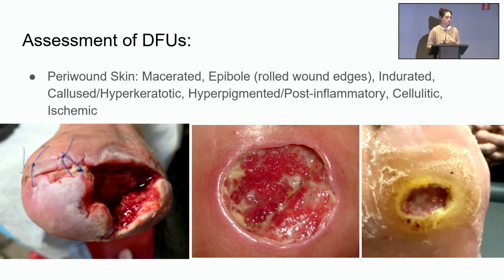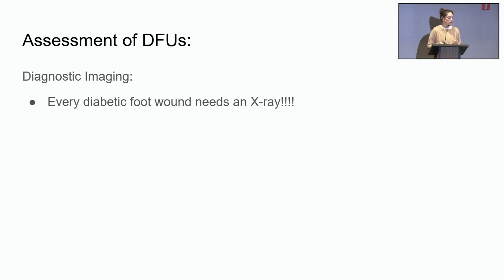In the center wound, this is something called epibole, which I always joke, nobody says that word right, or nobody thinks that they're saying that word right. And then on the end, you have a hyperkeratotic peri-wound, and that has to be addressed also. It needs to be pared down.